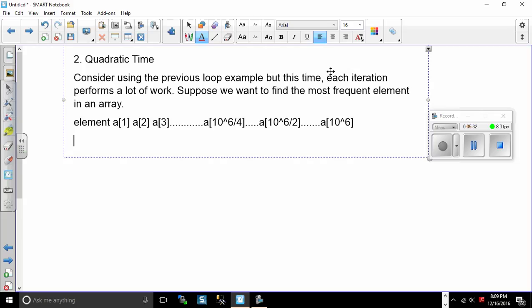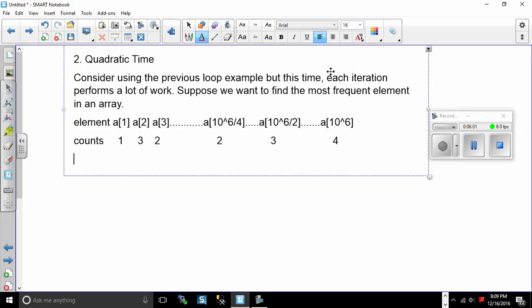It turns out that the counts are something like this. A1 occurs once in the array. Element A2 occurs 3 times. Element A3 occurs twice. This particular element also occurs twice because it's the same as A3. Say this element occurs 3 times, and say this element occurs 4 times. That's our contrived array and the counts. What we want to do is calculate the most frequently occurring element.